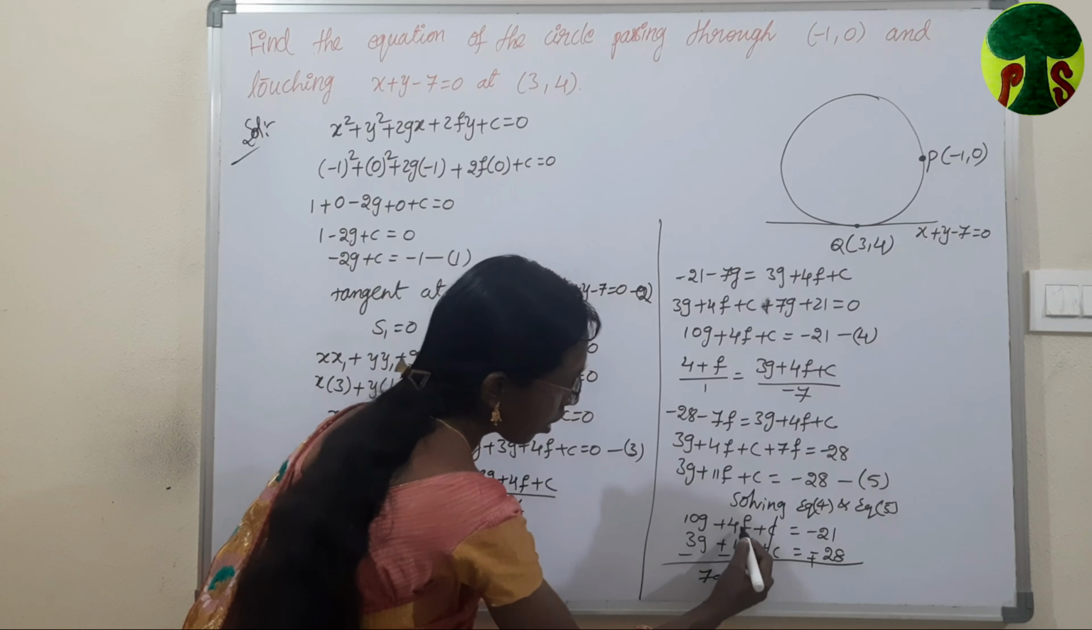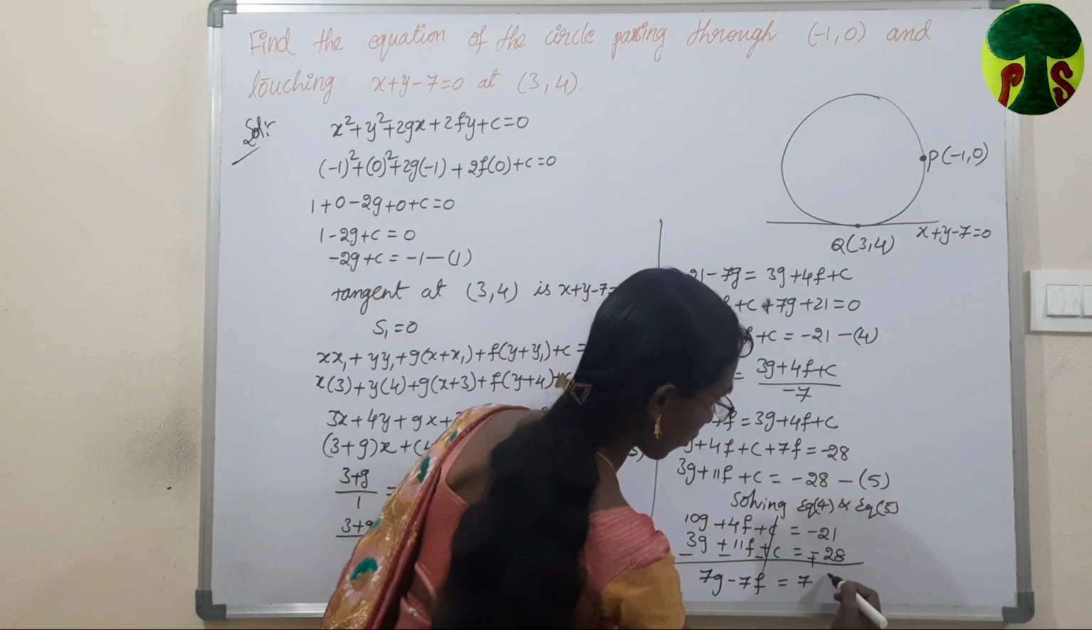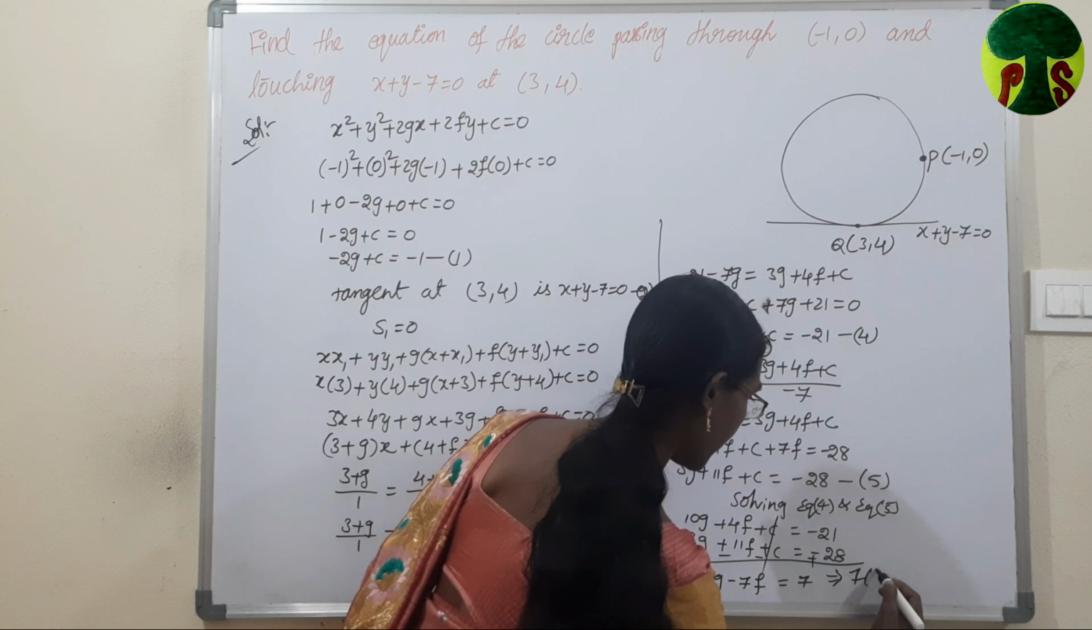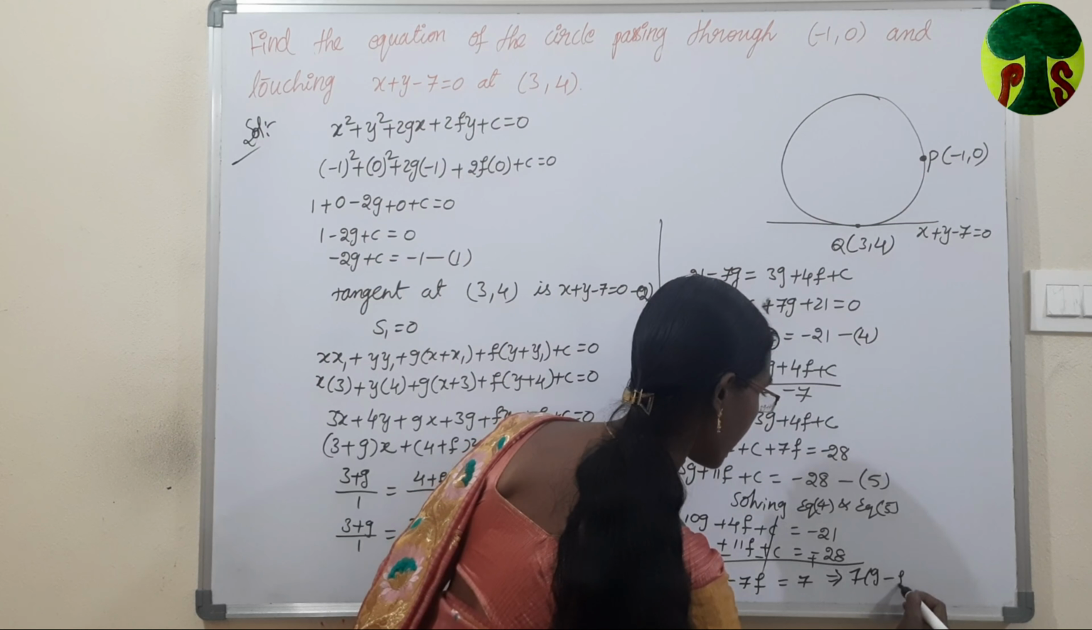4f minus 11f is minus 7f, is equal to minus 21 plus 28, which is plus 7. And I want to take 7 common from here. Then we will get g minus f is equal to 7. 7 ones are 7. So finally we will get an equation in g. G minus f is equal to 1. Let it be equation 6.